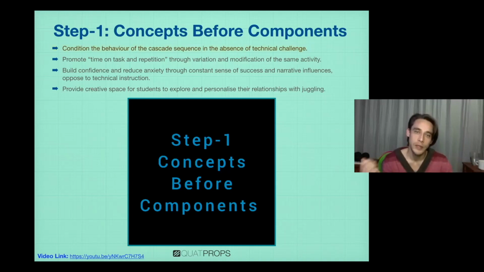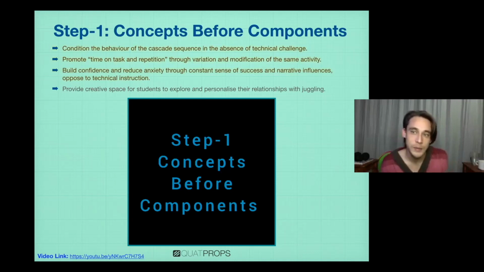Because the second goal is time on task and repetition, because we want to create this connectivity. We want to create these new pathways in the brain, and we can do that by repeating certain behaviors. We have to repeat those behaviors a lot, but if we're creative, we can get people to do that. And another big component of this first step is to build confidence and reduce anxiety through constant sense of success, narrative influence as opposed to technical instruction.